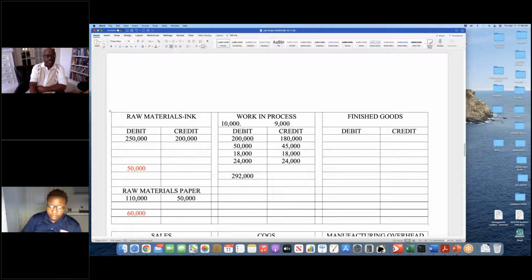So let's look at this journal entry. In this chapter, we're always transferring out all of the MOH. This is MOH here. Excuse me, this is labor here.